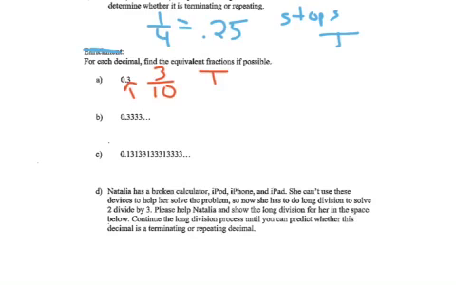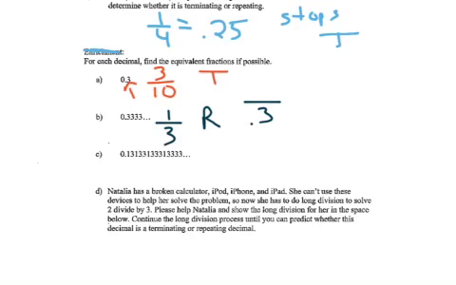Part B, 0.333 repeating, the decimal of that, which you guys should probably know, is 1/3. And this decimal is repeating because it was 0.3 with the line above it repeating, because your decimal is going on forever with the same pattern repeating.